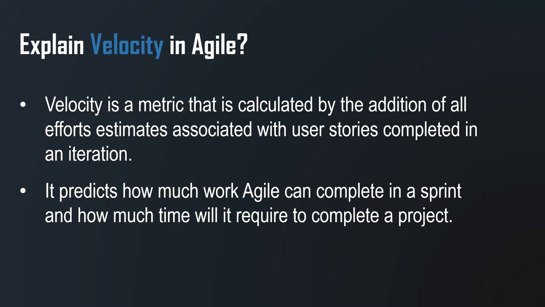It predicts how much work an Agile team can complete in a sprint and how much time it will require to complete the project, right? Usually, velocity is a metric which can be in terms of points, right? How many story points have been completed in one sprint, right? So that is your velocity. Over a period of time, once the team has a better understanding of the code, of the application, of the functionality, the velocity should increase going forward. That is the ideal scenario, right?